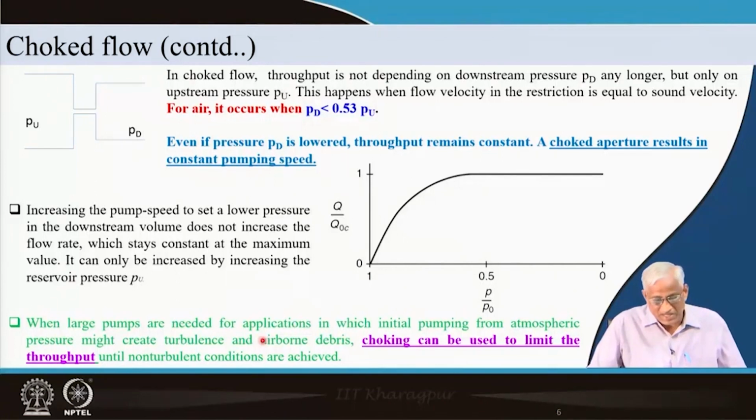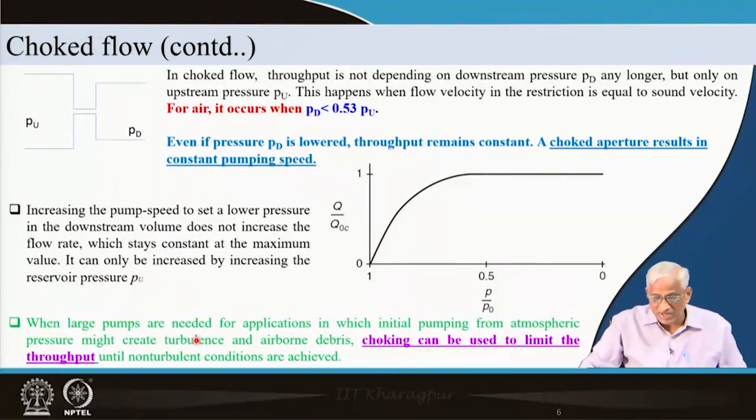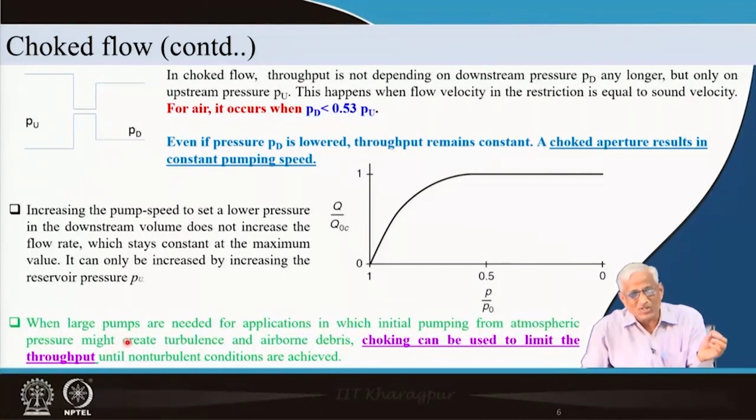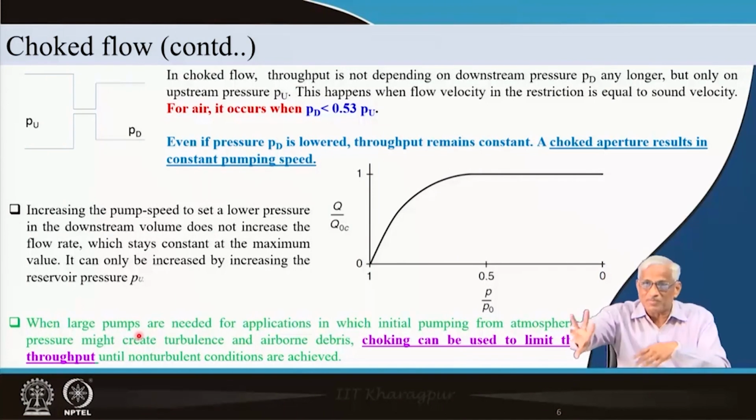Large pumps are needed for applications in which initial pumping from atmospheric pressure might create huge turbulence, so that some airborne debris may enter. If you want to avoid that, choking can be used as a facility to limit the throughput, so that a small amount of debris slowly enters and the pump can handle it. But if you introduce huge debris, the pump gets stuck.